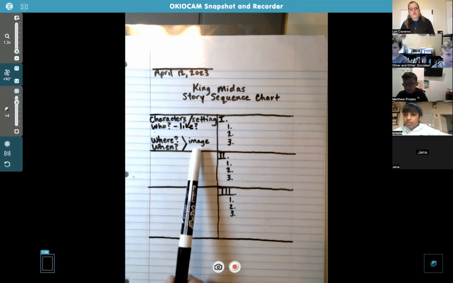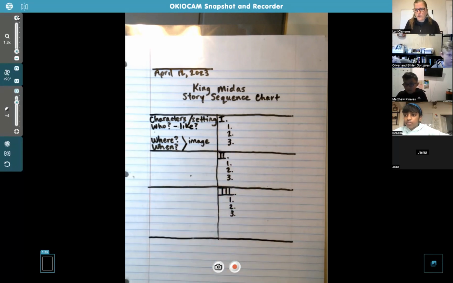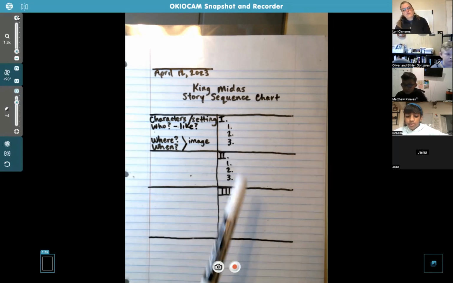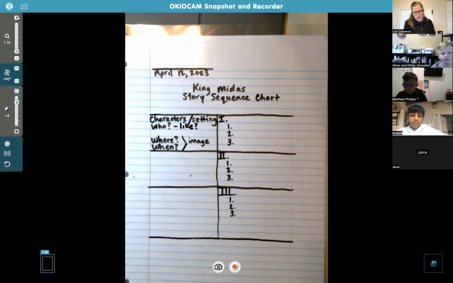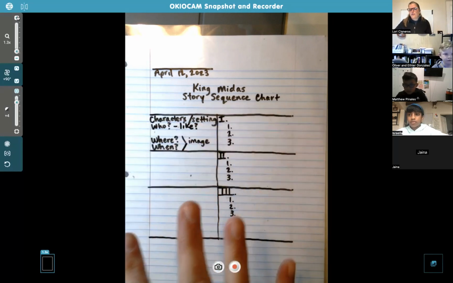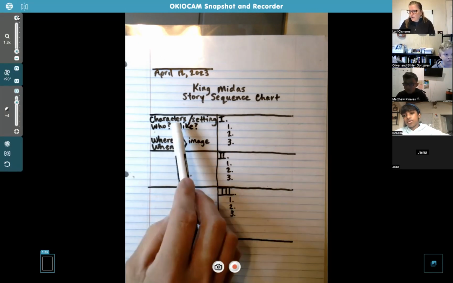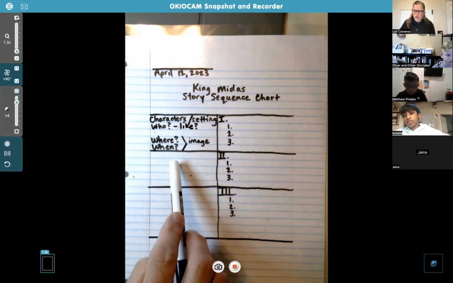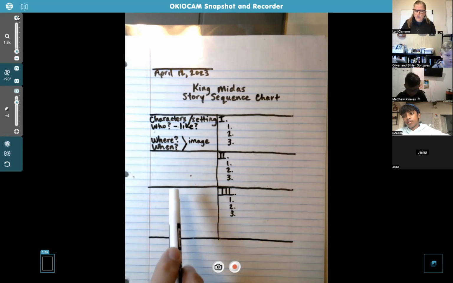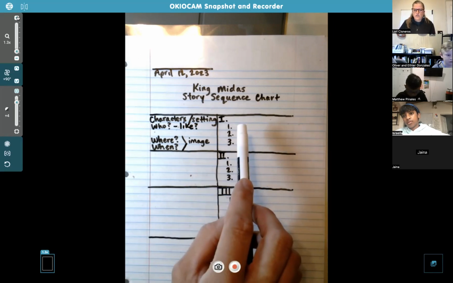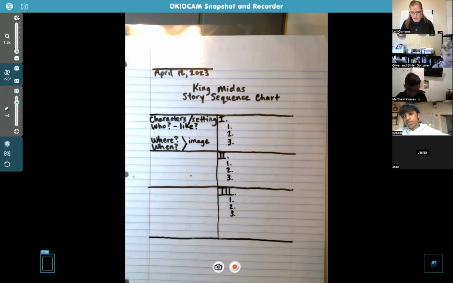So that image is super important for your reader, whoever's reading your story. They need to see in their head what's happening and where they are in your story. So in this, for King Midas, we're going to practice by using an already written story and filling in this chart. And then eventually you're going to write your own. Okay, so we're going to stop there as far as the notes on the left. There's more coming. Next week, we're going to talk about these two boxes. But for today, we're going to just focus on characters and setting.